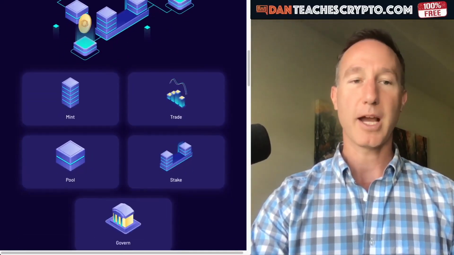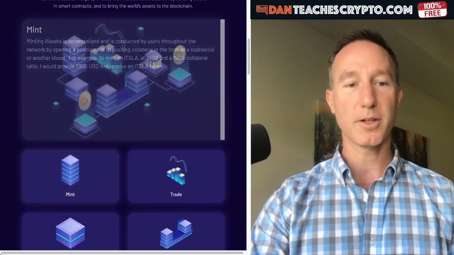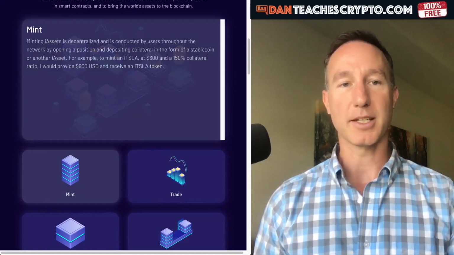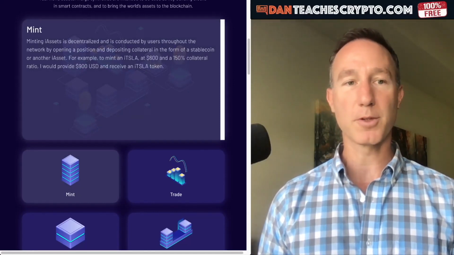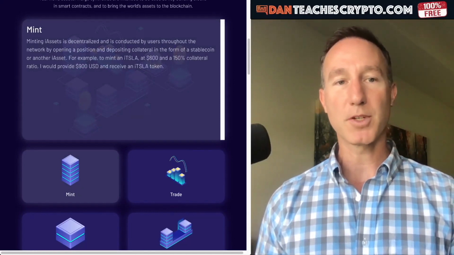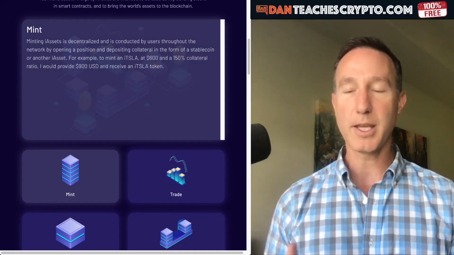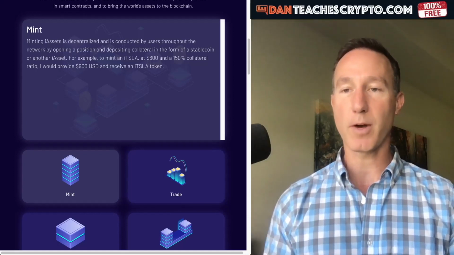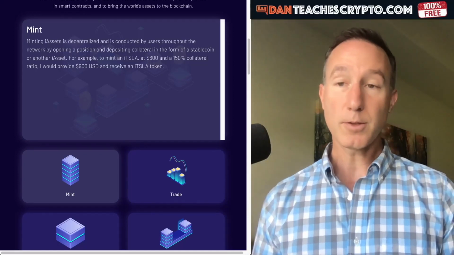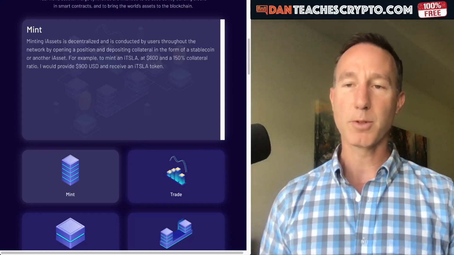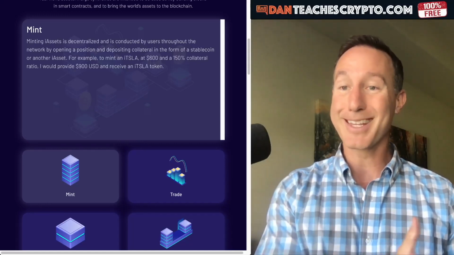Okay, so how does this all work? First of all, if we click on the mint, minting assets is decentralized and conducted by users throughout the network by opening a position and depositing collateral. And they use this example of Tesla, or TSLA, the Tesla stock. So obviously some people don't have access to that, or they don't want to have access to this. And they say, you know what, I just want to do things on the blockchain for synthetic assets.